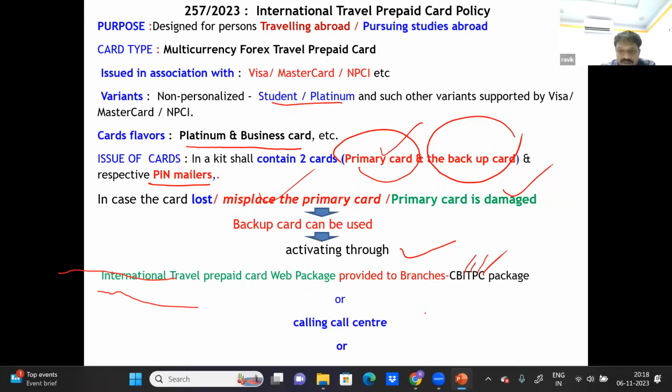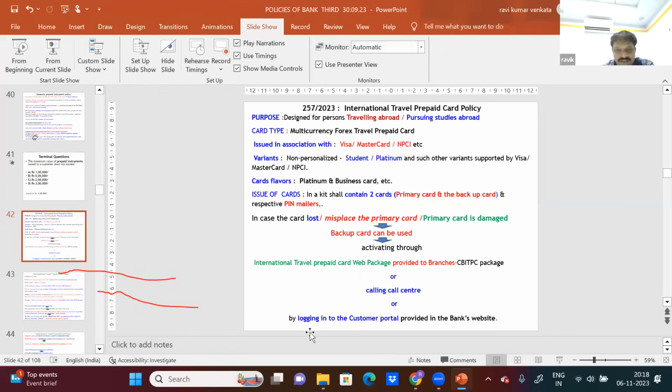Second one is calling the call center. Third one is he himself can do it, by logging into the customer portal provided on the bank's website. The bank has provided a customer portal also. In that portal he can go and activate it. So 3 provisions have been given to the customer when he has gone abroad and lost the primary card: through the branch, through that package, through calling the call center, and last one through the bank's website, which the customer himself can do. These are the 3 ways he can activate.